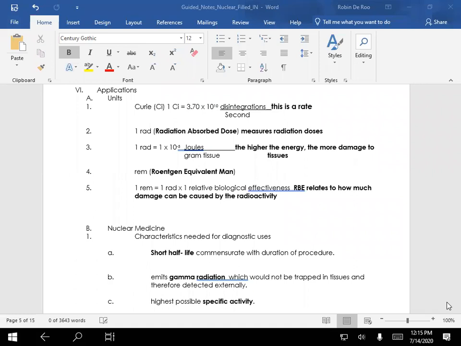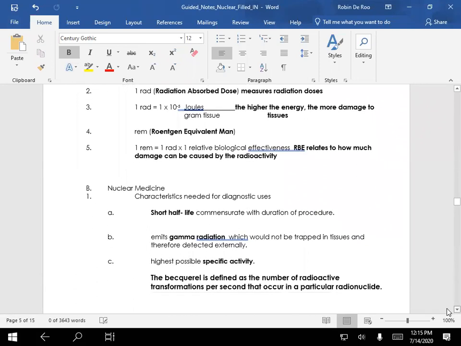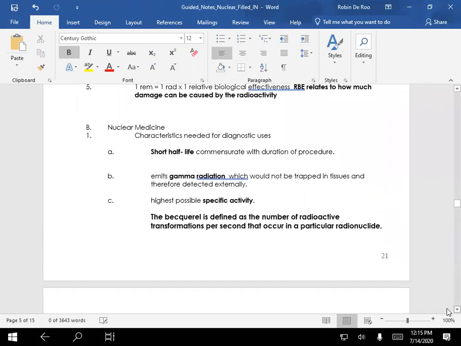So nuclear medicine, briefly, for diagnostic uses, you'd want to have a short half-life. You want to emit gamma radiation. You want to have the highest specific activity. And the becquerel is defined as the number of radioactive transformations per second that occur in a particular radionuclide. So that would give you an idea of your specific activity.